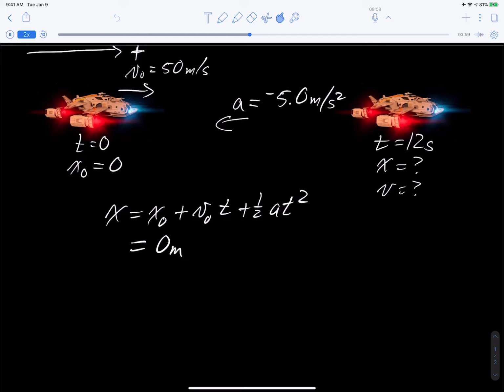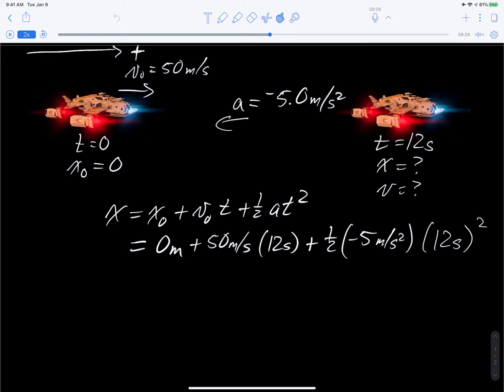What's the meaning of this first term? It's where you started. Then the initial velocity was 50 meters per second, and multiply that by 12 seconds. And then I have 1/2. Here the acceleration is negative 5 meters per second squared, and the time, again, is 12 seconds, and that needs to be squared for that term. So I can calculate each of these. I've got 0 meters, I've got 50 times 12, that's 600 meters. And then I'm going to get a negative number here. It's negative 0.5 times 5 meters per second squared times 12 squared. That gives me a value of negative 360 meters.